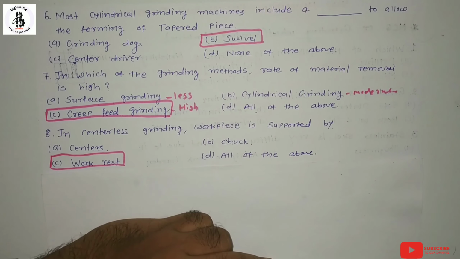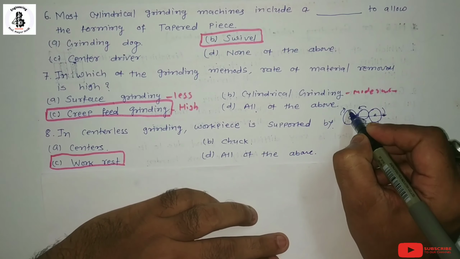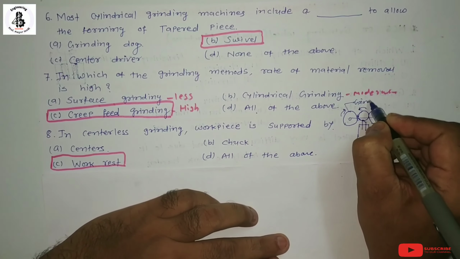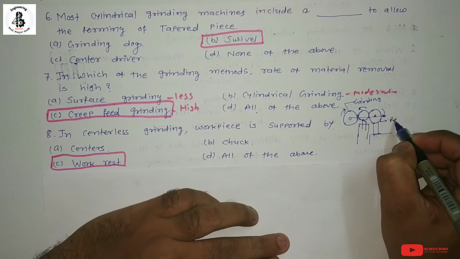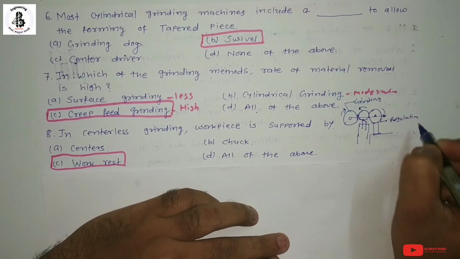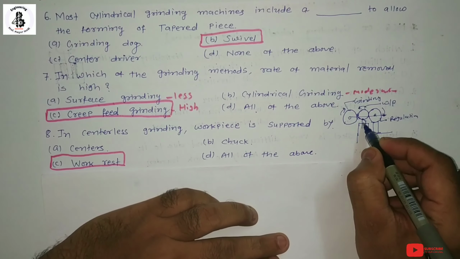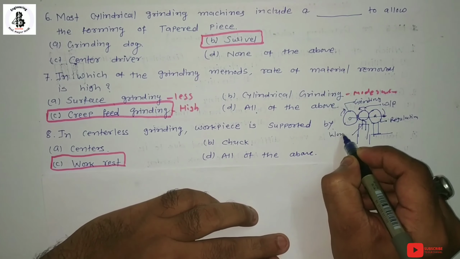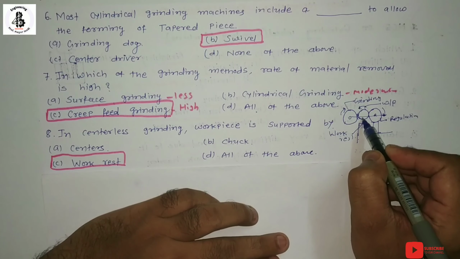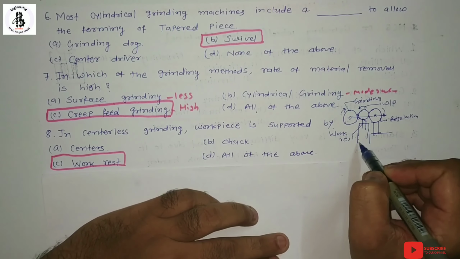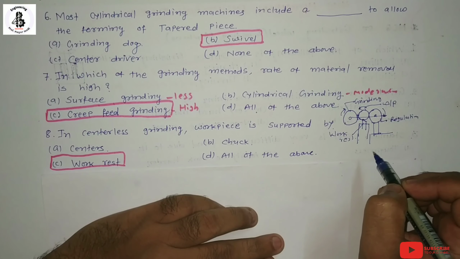So just you can see, that will be our grinding wheel and that will be our regulating wheel, and this is our workpiece. So this is called a work rest. Generally the workpiece is supported by the work rest in the centerless grinding process. Then we will discuss the next question.